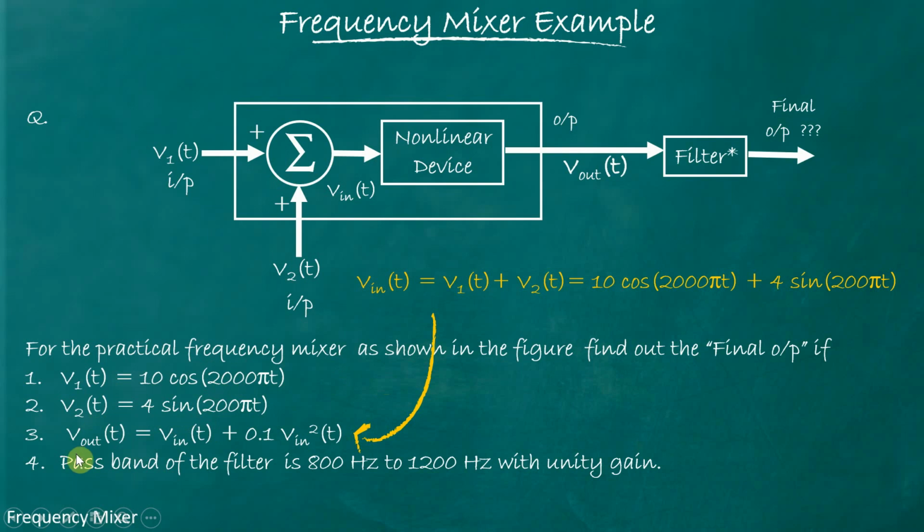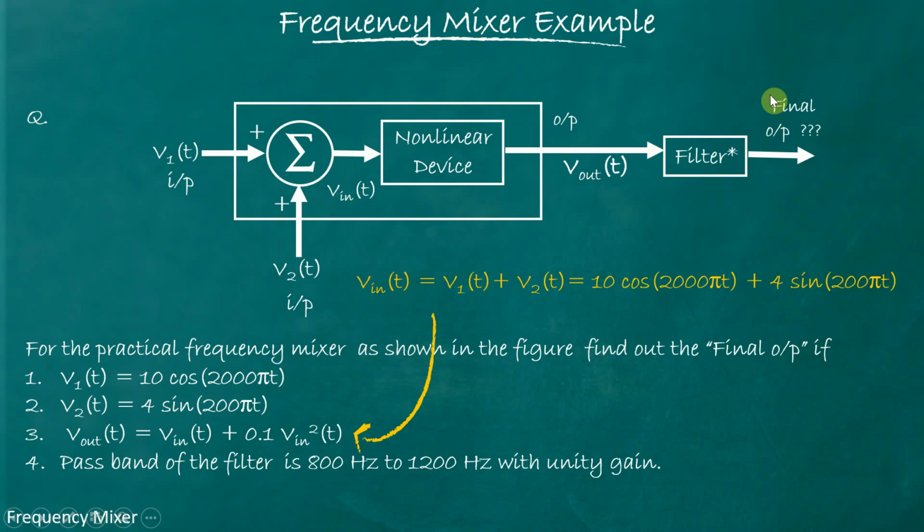hertz. Here v out is given: v out(t) is equal to v in(t) plus 0.1 v in square(t). And the passband of the filter is given as 100 hertz to 1200 hertz. This filter can allow frequency components in this range, 100 hertz to 1200 hertz. The remaining frequency components will be attenuated or rejected by this filter circuit. So this is given in the problem. You have to find out how many frequency components are present in the final output and which are they.